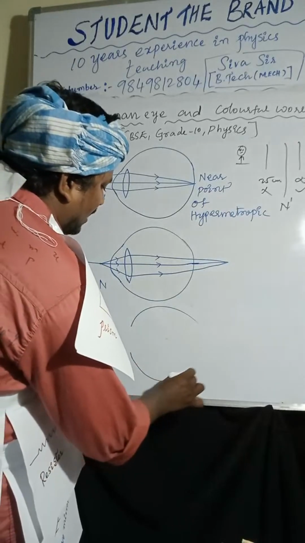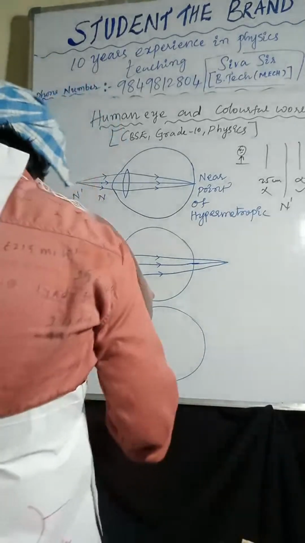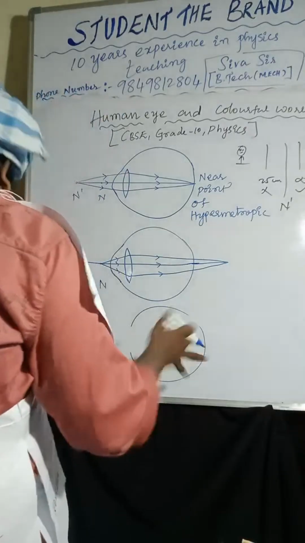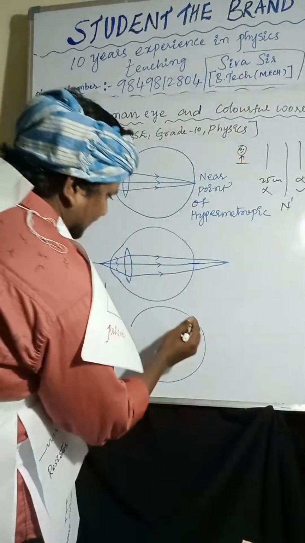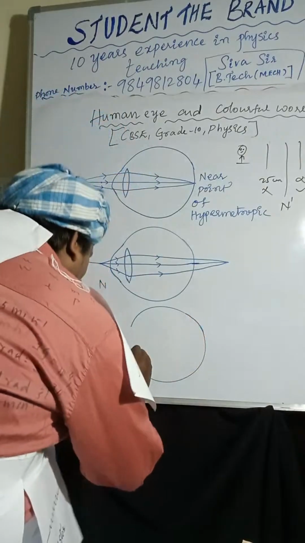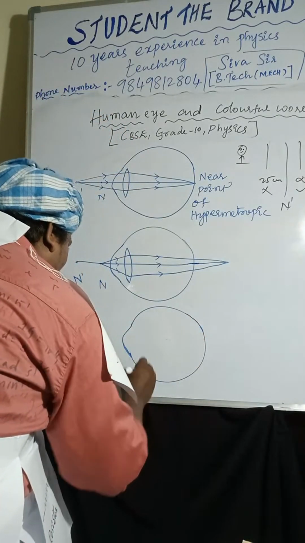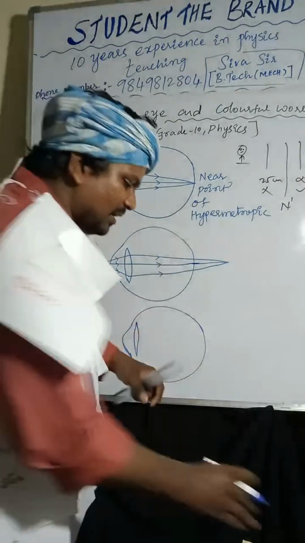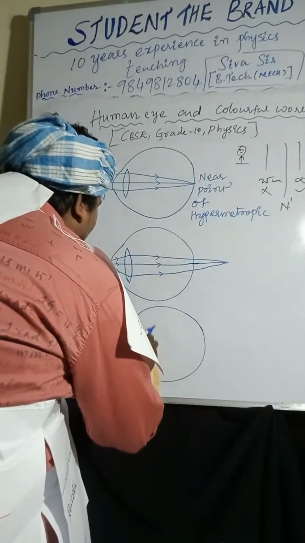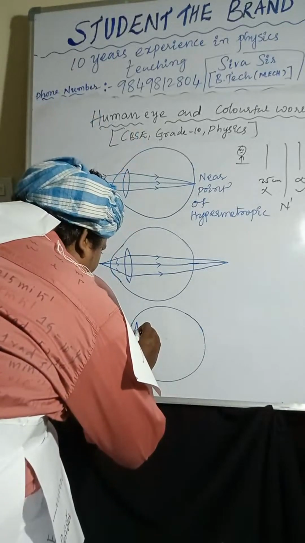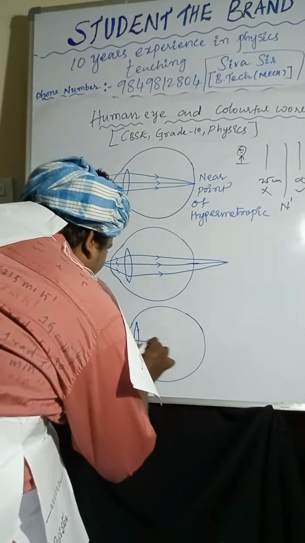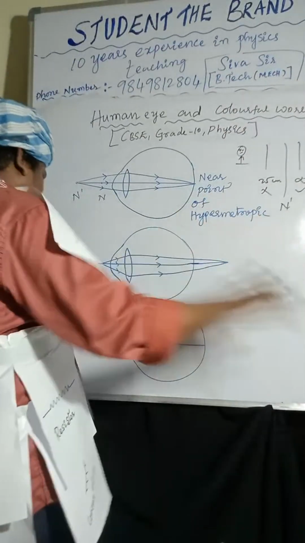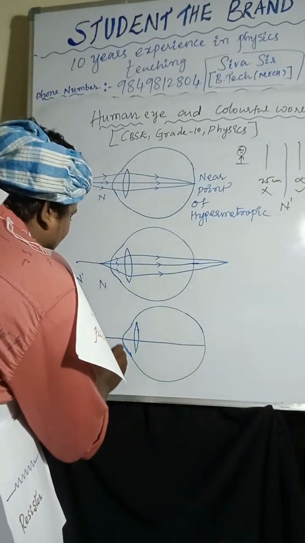Hypermetropia. So I'm taking the convex lens. So this is a near point.